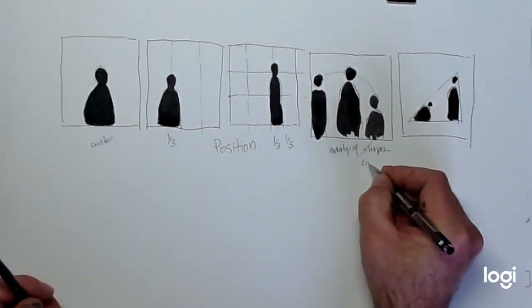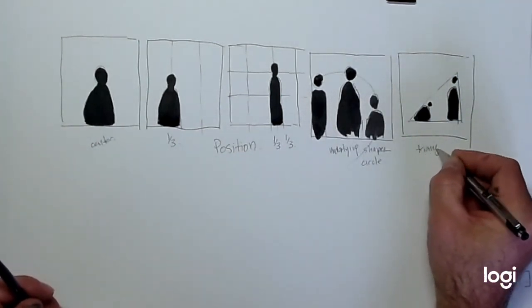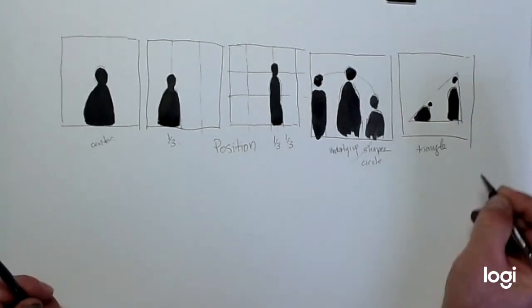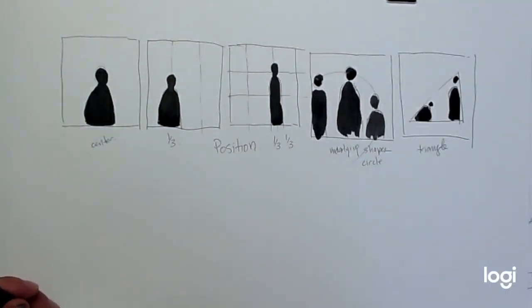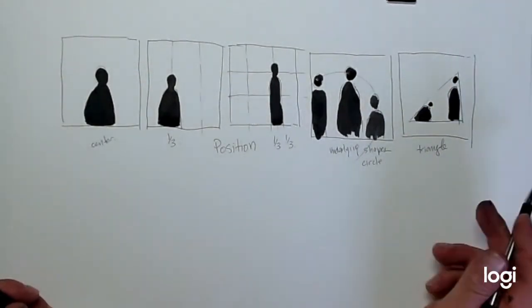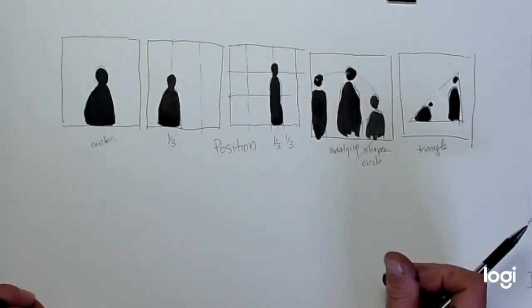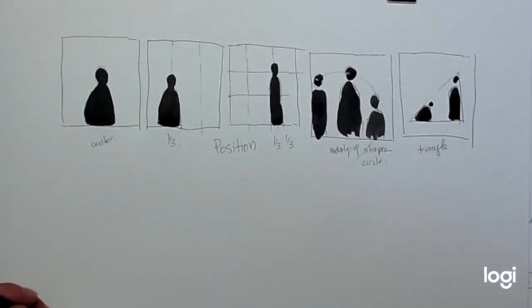Okay, this one was a circle. This one is a triangle. Okay? And what I would recommend is playing with these things. I would recommend taking all of the design ideas that I've introduced and playing with them. And so that's kind of what we're going to do next.